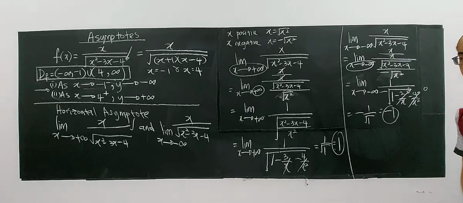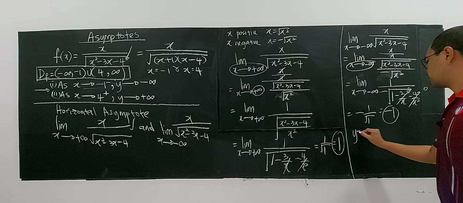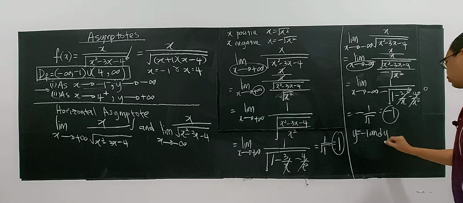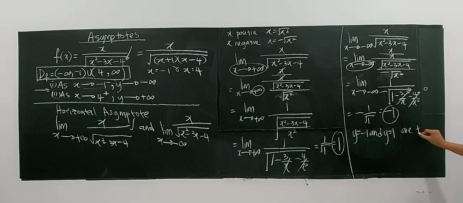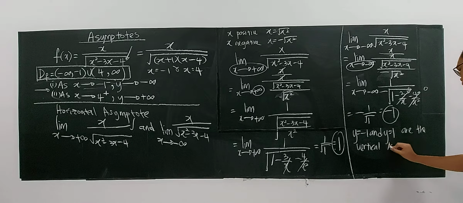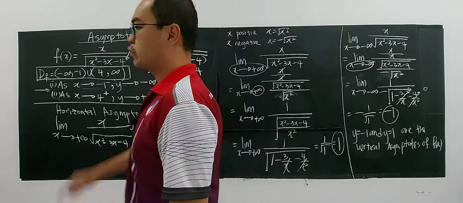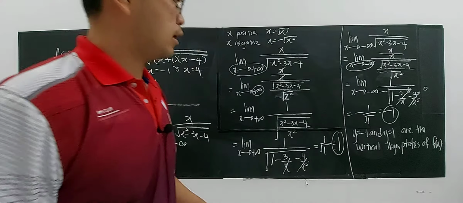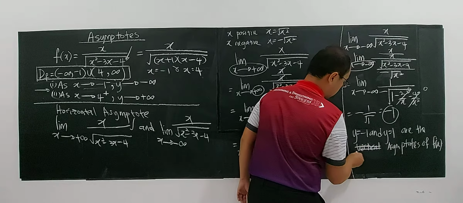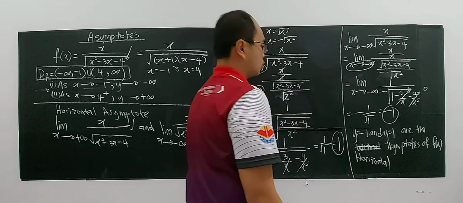Means both of these are horizontal asymptotes. So y equals negative 1 and y equals 1 are the horizontal asymptotes of f(x). So you have 4 asymptotes: 2 vertical asymptotes and 2 horizontal asymptotes.